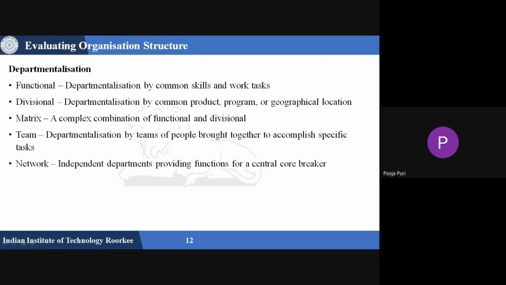So in case of a startup, we just follow the vertical structure, because we are in the starting stage. And when the business is at the diversified or expansion level, then we can convert from the vertical to the horizontal.